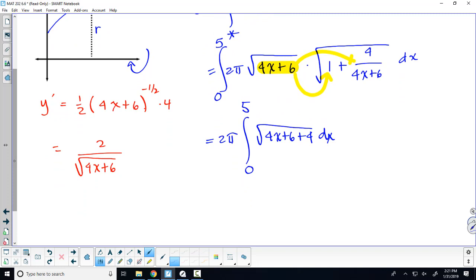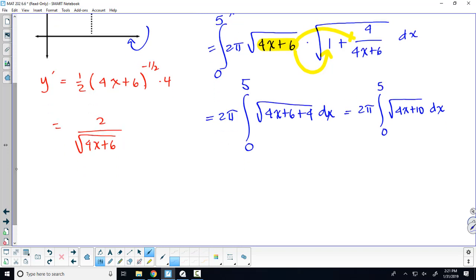Okay, let's just write one more step before we integrate. It's just 4x plus 10 underneath the square root. All right, very similar to the last couple, but now here we definitely are going to have reverse chain rule when we integrate.